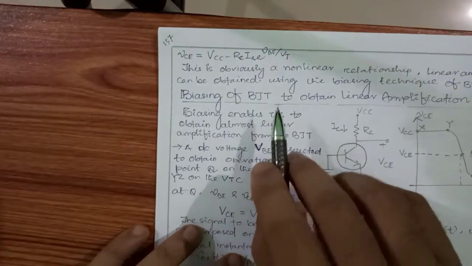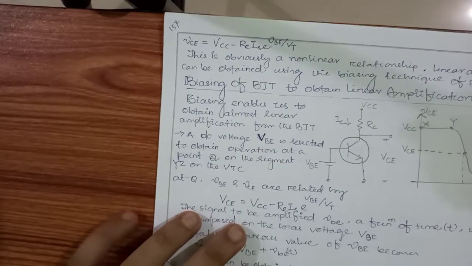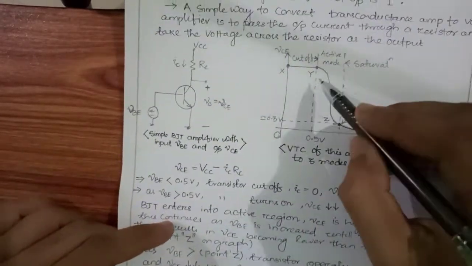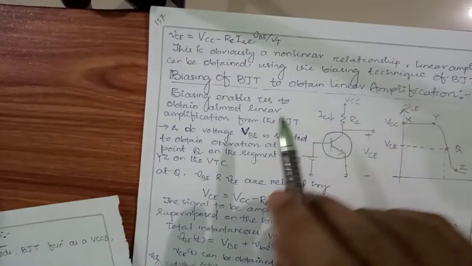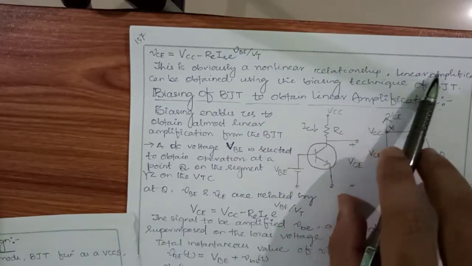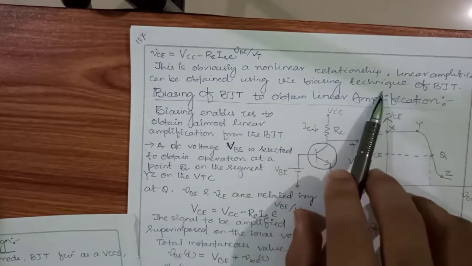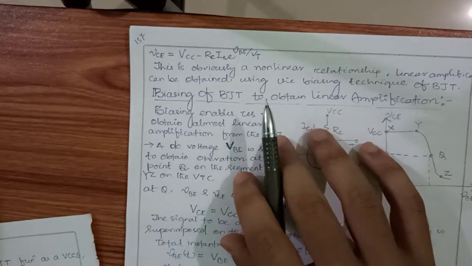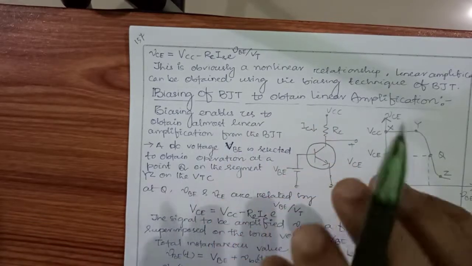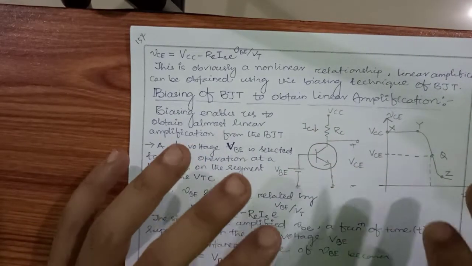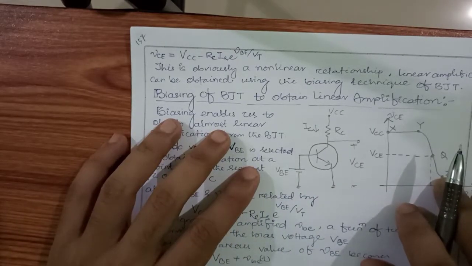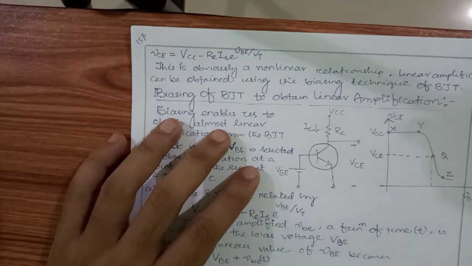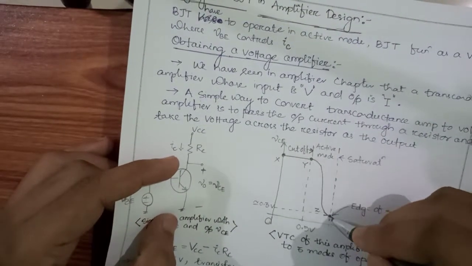Now, you see, this is nothing but a non-linear relationship. This active region looks like a non-linear relationship. That's why this is obviously a non-linear relationship. The linear amplification can be obtained using the bias technique of BJT. If we do proper biasing, then we can make a linear amplification, because our BJT will act as an amplifier in the active region only, that is in this non-linear region only. But we have to make it linear by doing proper biasing.